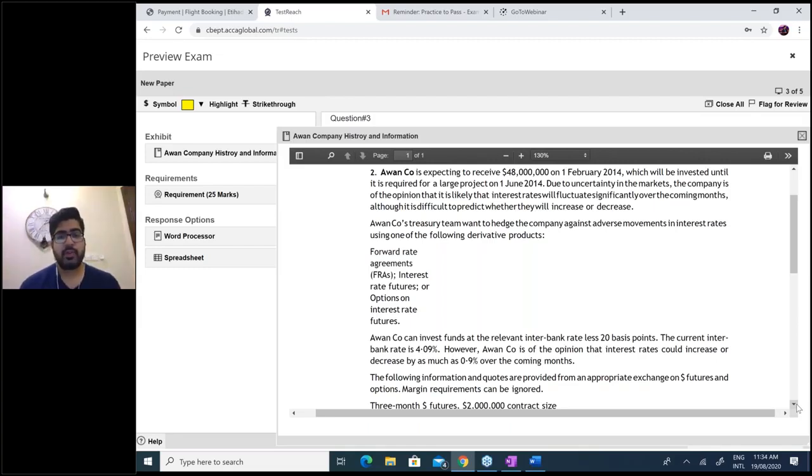Awan's treasury team wants to hedge the company against adverse movements in interest rates using one of the following derivative products: the FRAs, futures, or options.